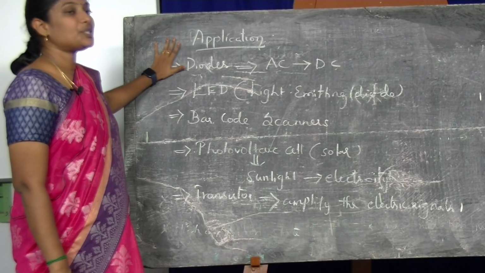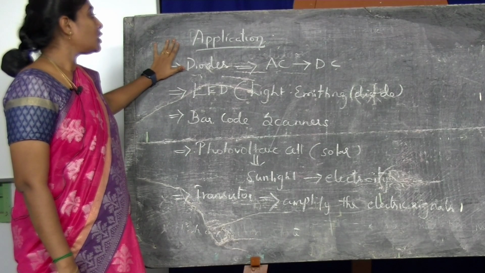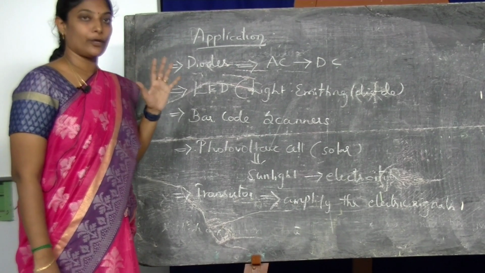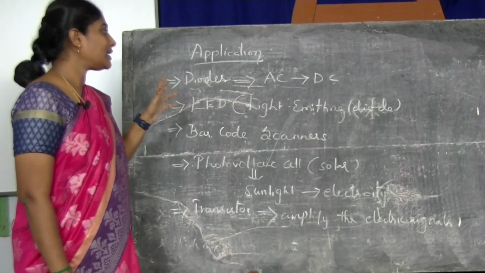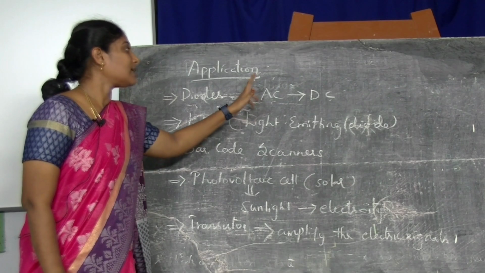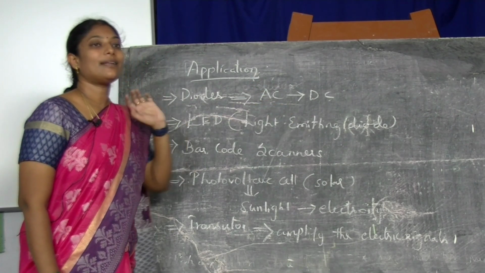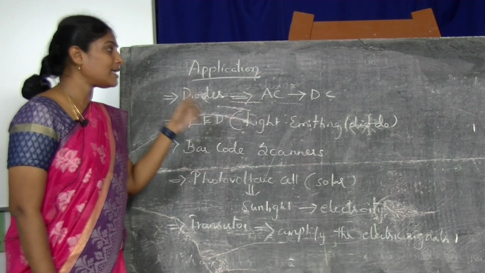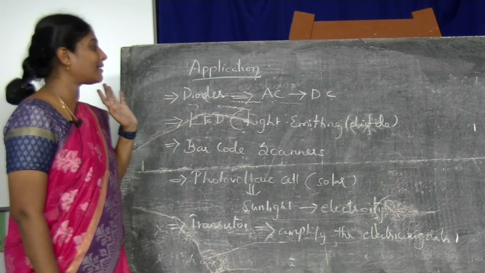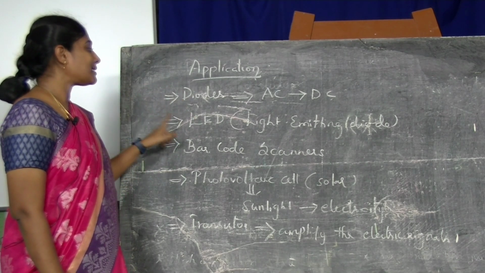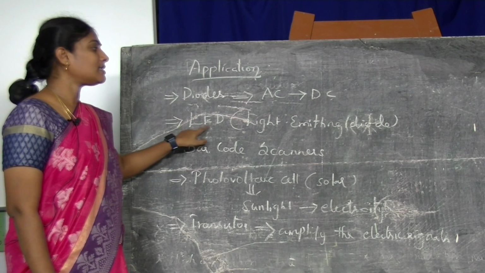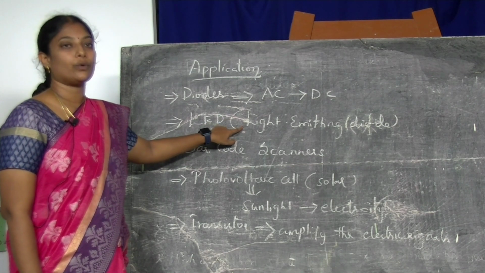Now, the applications of semiconductors. Semiconductors act as diodes, right? So what does it actually do? It converts alternating current into direct current, right? And also it acts as LED sources. LED is nothing but a light emitting diode, right?